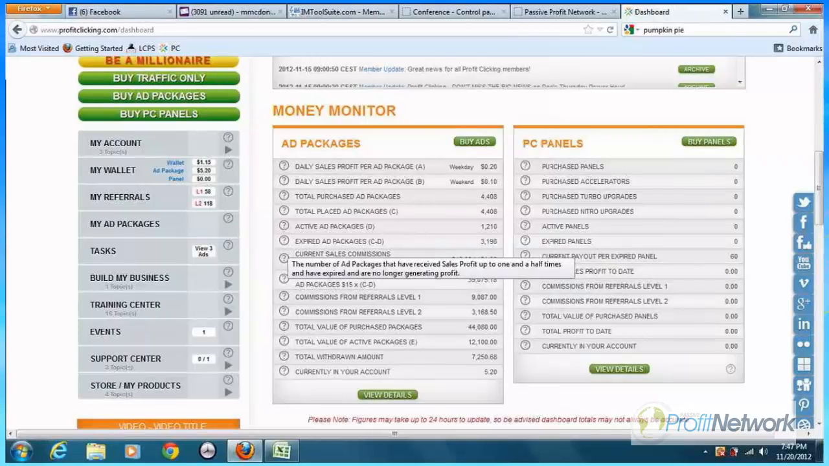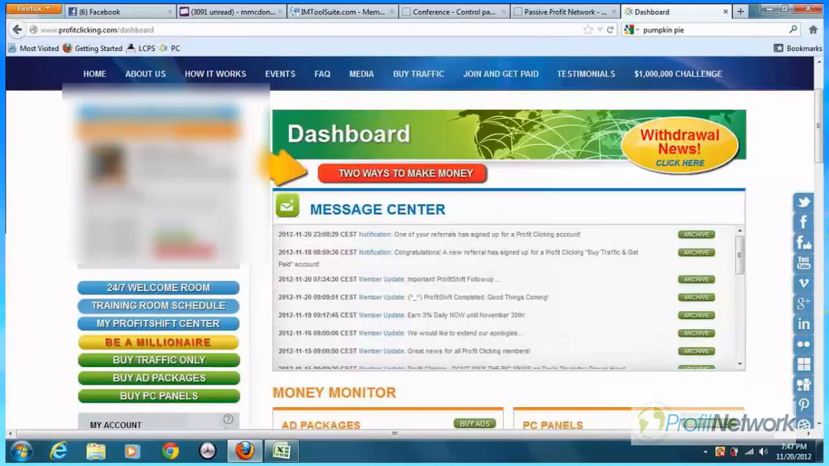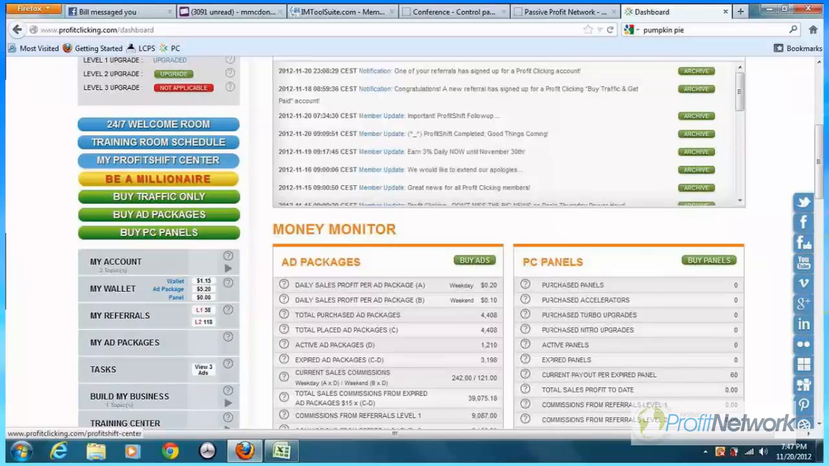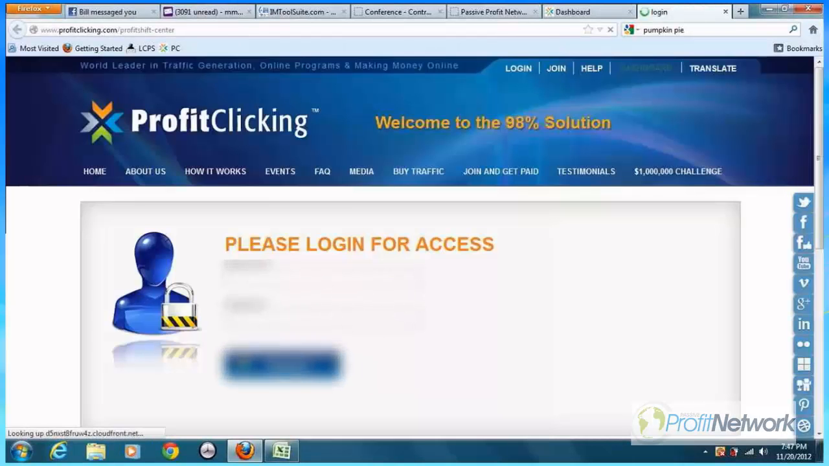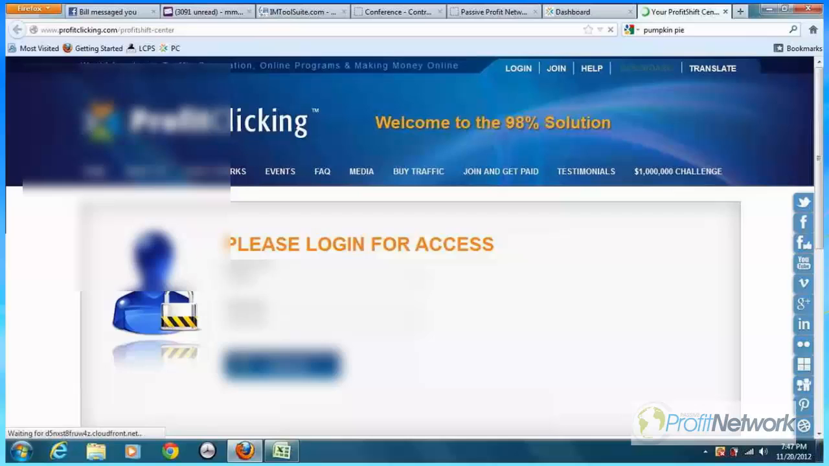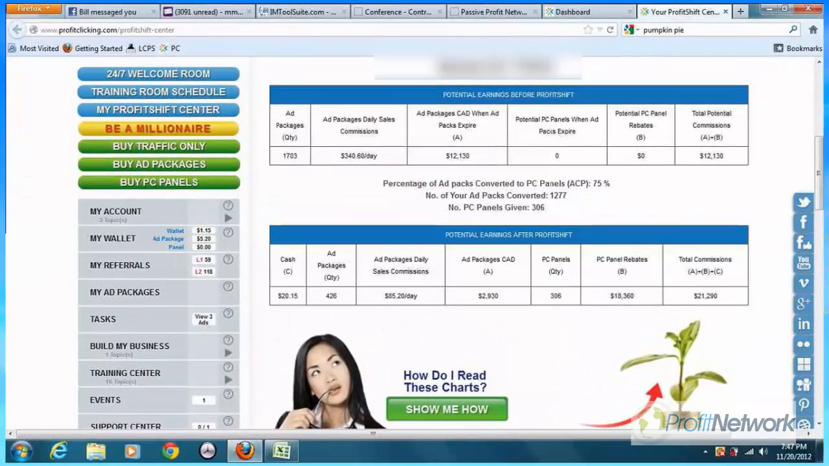Okay, I know that for a lot of the new people, if you go and click on your, holy crap, I don't want to show you that information. If you go and click on your My Profit Shift Center, I may have to log in again. Yeah, I'm gonna have to log in. Don't tell anybody my ID. Oh man, I'm gonna have to block that out. Dang it. I'm gonna have to do a lot of blocking out on this.